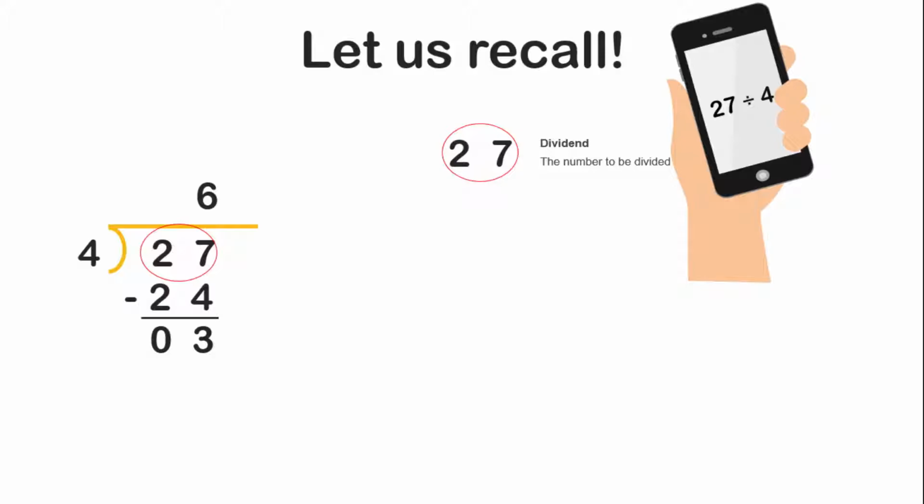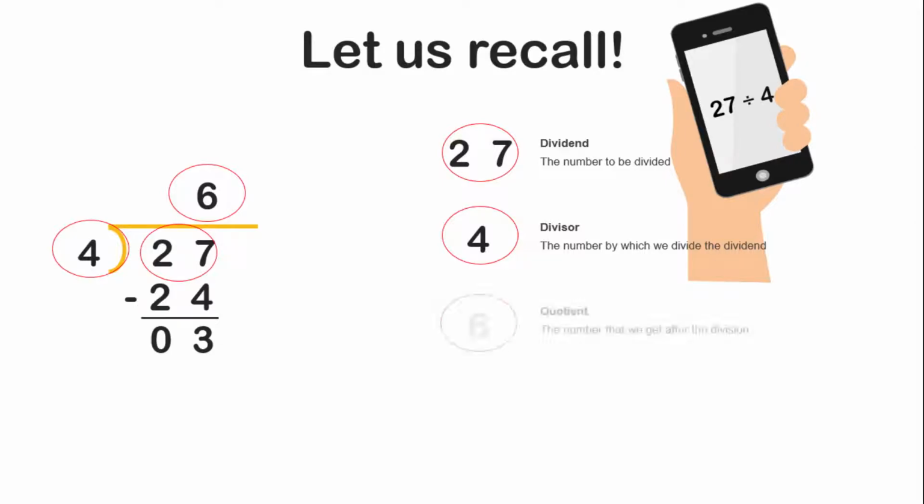After this, I pick up the 4 which is outside. Now this 4 is nothing but my divisor. Divisor is nothing but the number which is dividing the dividend. So here 4 divides 27, so it becomes my divisor. After this, you see the 6. The 6 is nothing but the quotient. Quotient is nothing but the answer. In any case, the number at the top is always known as the answer or the quotient.